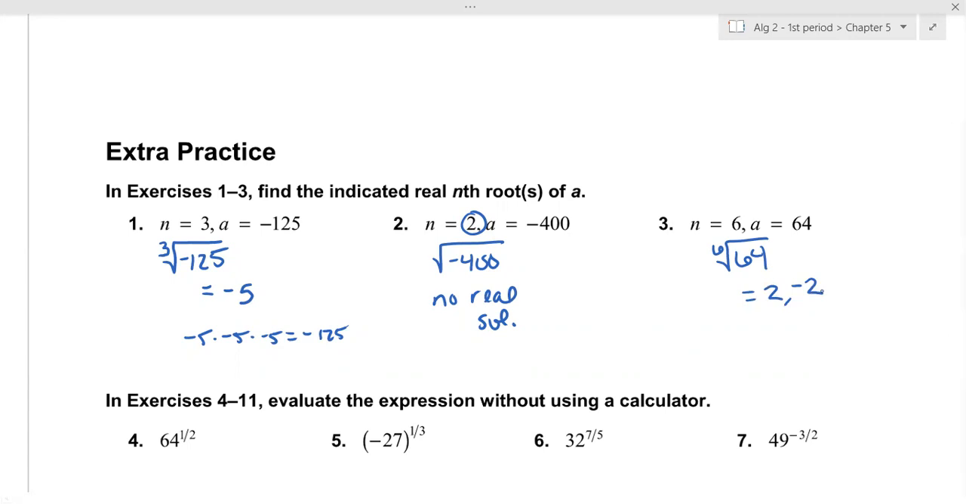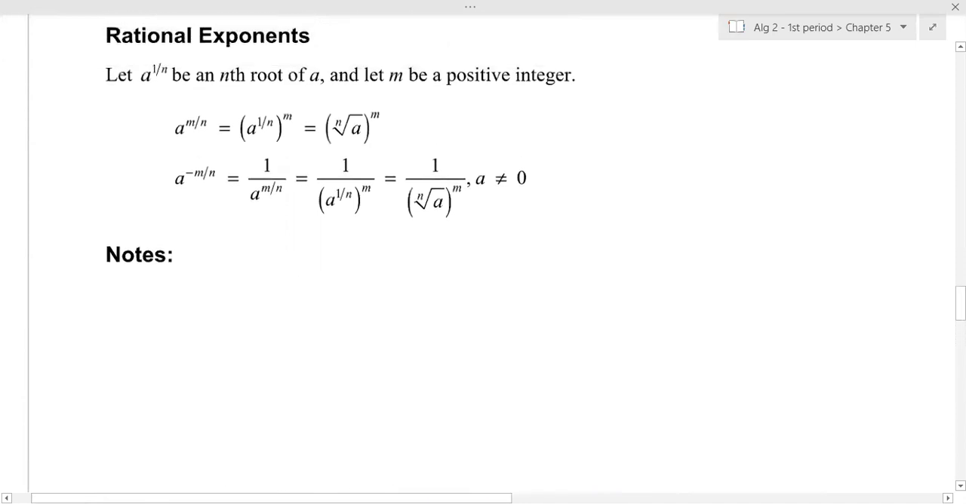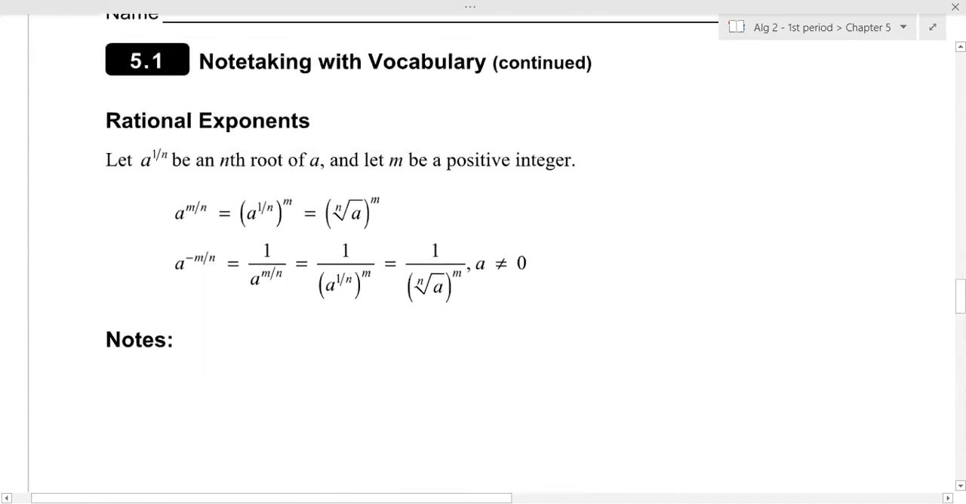Okay, so you only have to worry about that chart when you're working something that's written this way, nth roots of A. And again, mostly common sense. All right, let's go back and look at rational exponents.